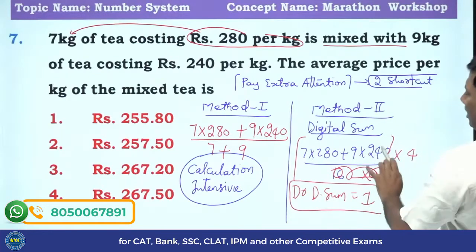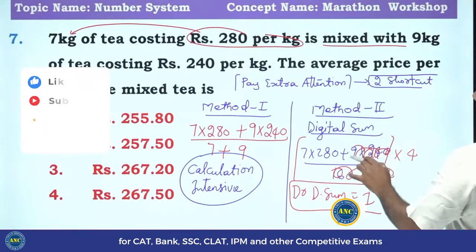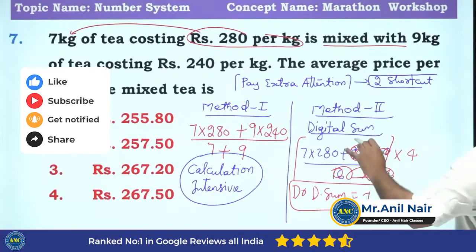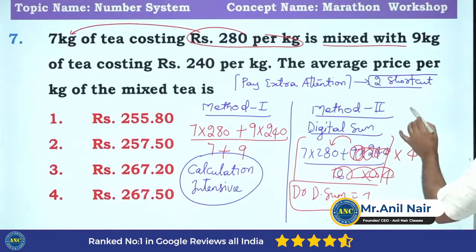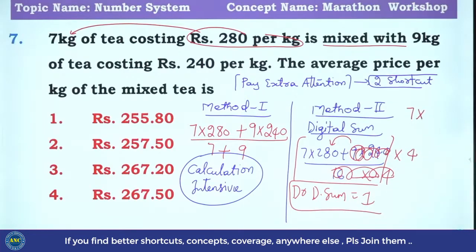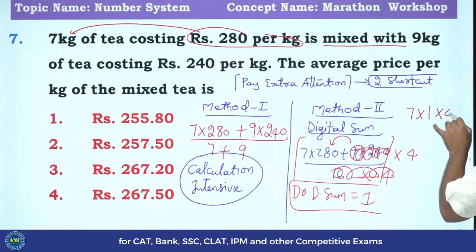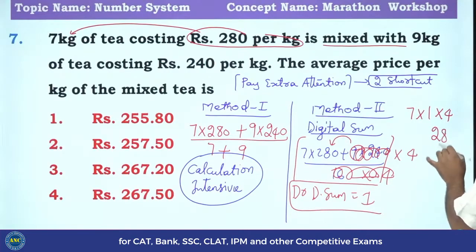First, it is clear: 9 into any number, the digital sum is 9. If I add 9 or multiples of 9 to any number, the digital sum will not change. 7 into 280 digital sum is 1, into 4. 7 4s are 28. 28 digital sum is 1.